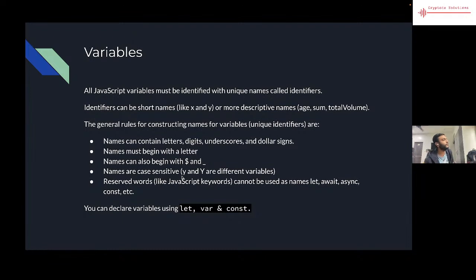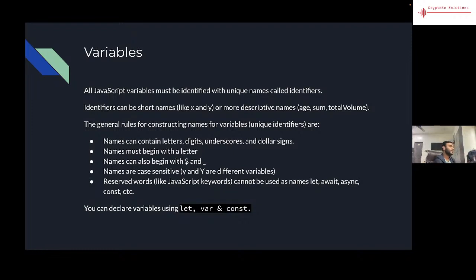Variables. When it comes to any language, variables are something you first learn about. Variables help you save data, save values, manipulate them, and do operations on them. So let's see how variables work in JavaScript.